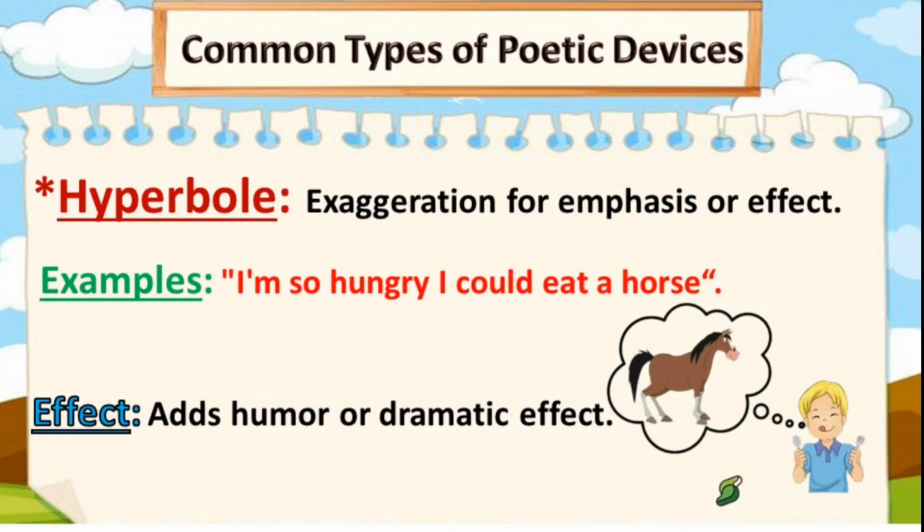Now, next is hyperbole, exaggeration or emphasis for effect. Now, let us understand through the example. I am so hungry I could eat a horse. Here, in this example, it's not that a boy wants to eat a horse, but he wants to convey that I am very, very hungry. So, this hyperbole adds a dramatic effect or humor to the poem.